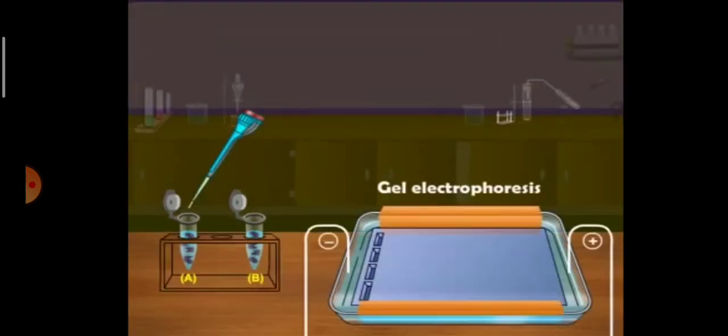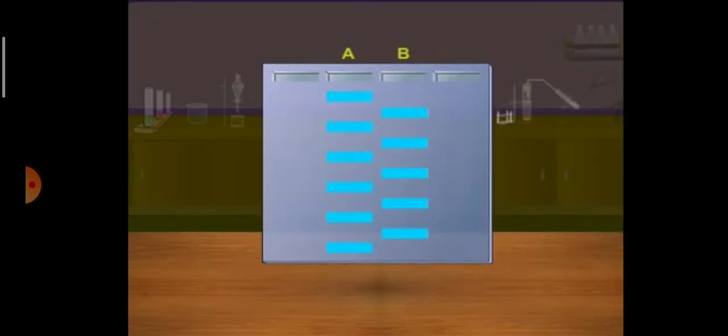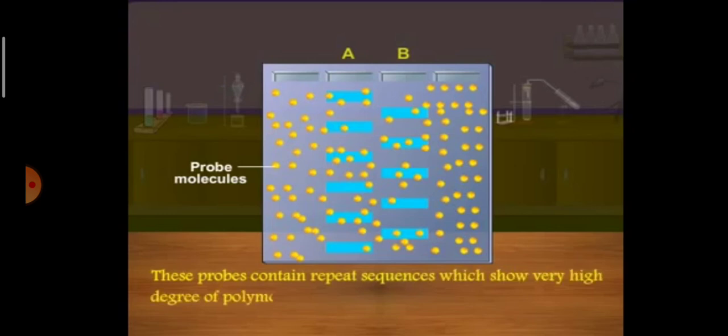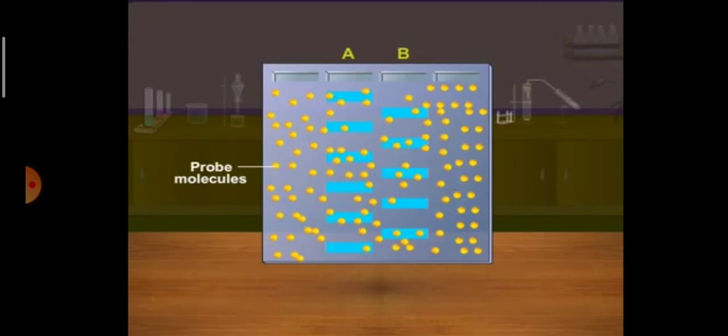The fragments are then separated on the basis of size using gel electrophoresis. The separated DNA fragments are then transferred or blotted to synthetic membranes such as nitrocellulose or nylon. Radio-labeled probe molecules are then added that are complementary to the sequences in the genome. These probes contain repeat sequences, which show a very high degree of polymorphism and are called variable number of tandem repeats or VNTRs. The probe molecules hybridize to DNA fragments and the excess probe molecules are washed away.